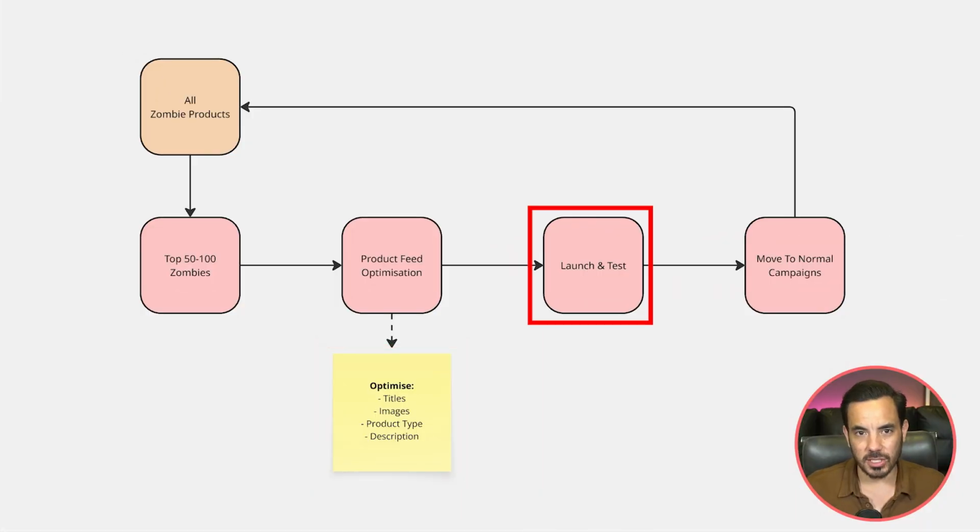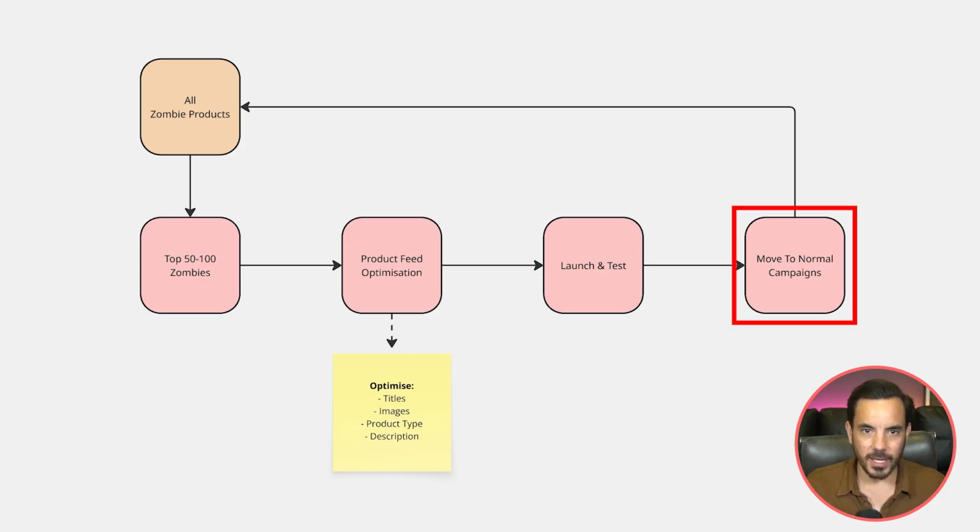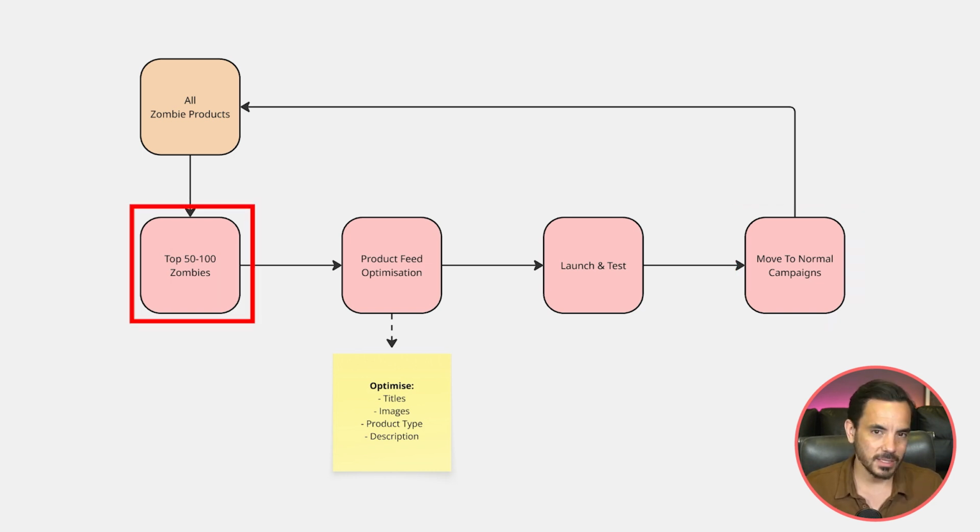Then you can launch and test those zombies in their zombie campaign with no target ROAS or CPA, and once they're revived, you rotate them back to the normal campaigns, and then you can go back to your list of zombies and repeat this process. Only this time you do the next batch of 50 to 100 zombies down the list.